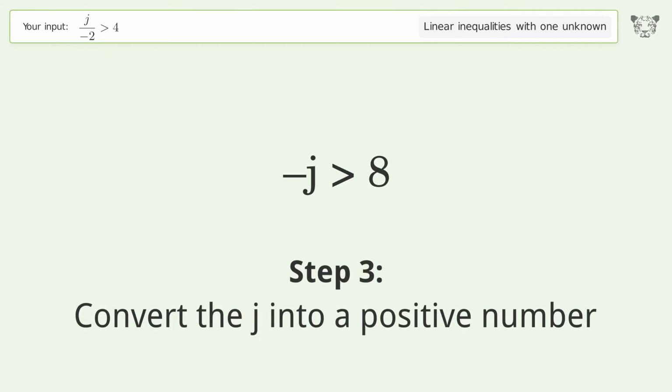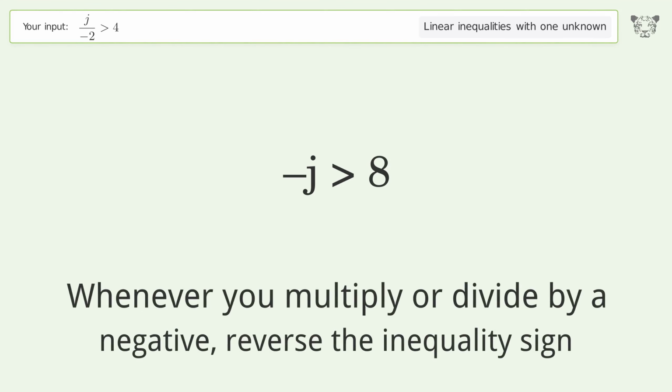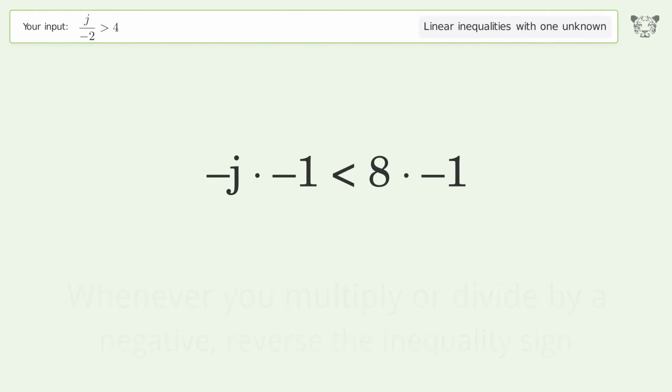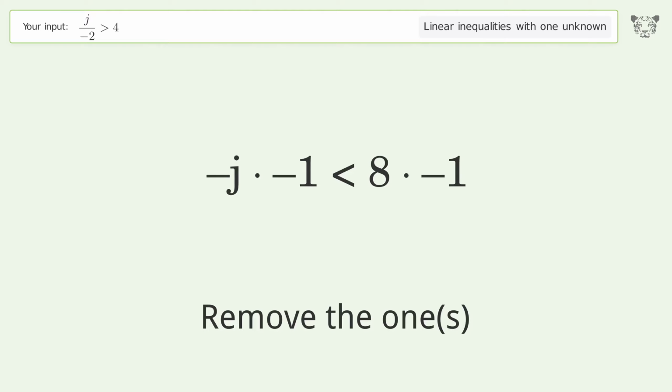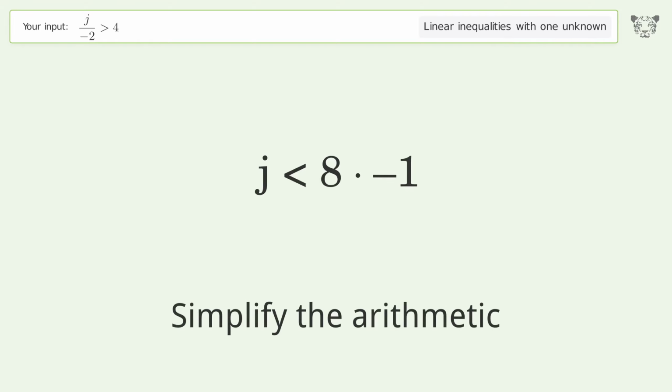Convert the j into a positive number. Multiply both sides by -1. Whenever you multiply or divide by a negative, reverse the inequality sign. Remove the ones. Simplify the arithmetic.